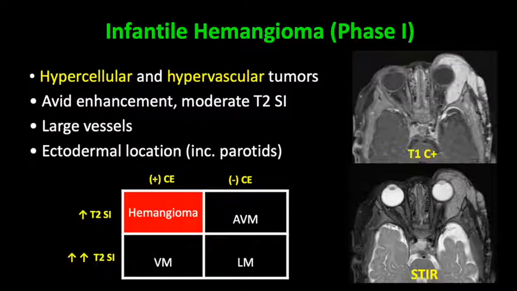Notice also on those images that there are those serpiginous areas of vascular flow voids within this, representing the large vessels during these proliferative phases. So if we look at our chart, we can see that this lives in the upper left-hand corner. This is a contrast-enhancing lesion that demonstrates moderate T2 hyperintensity.